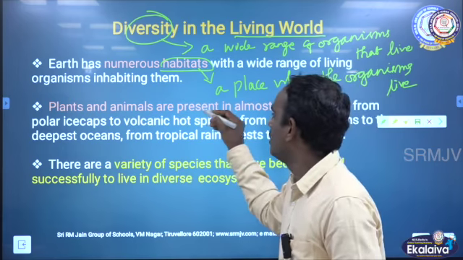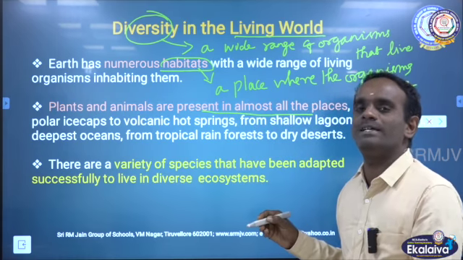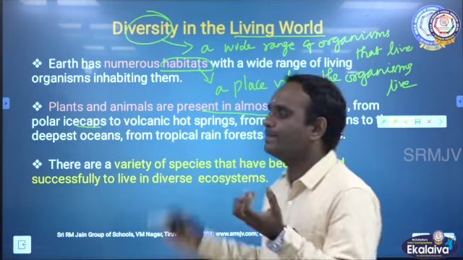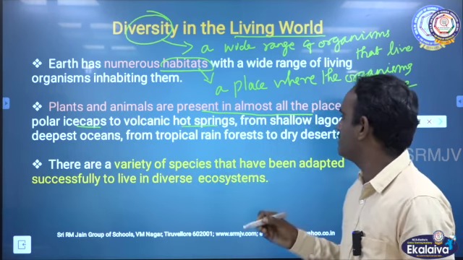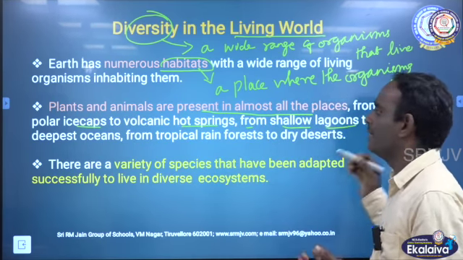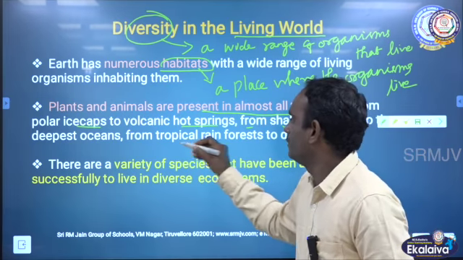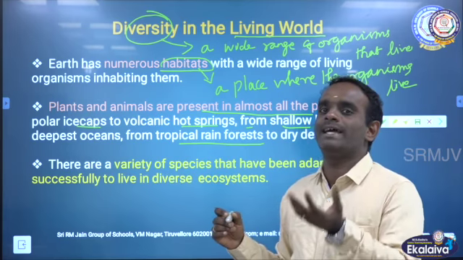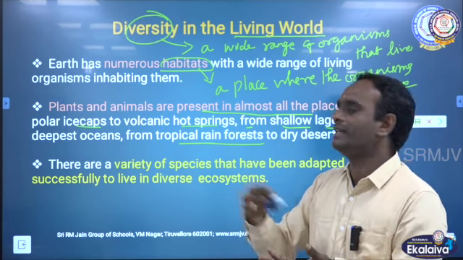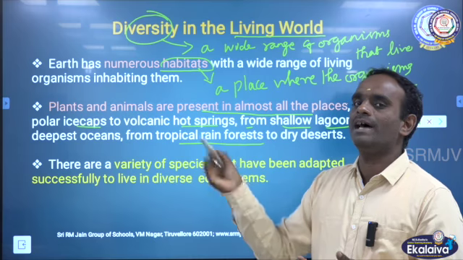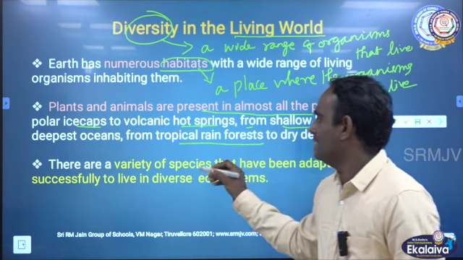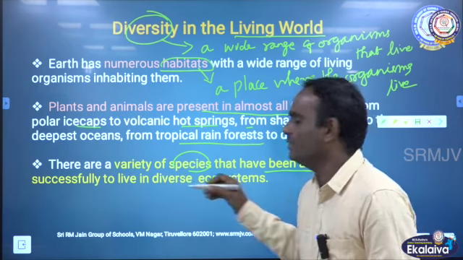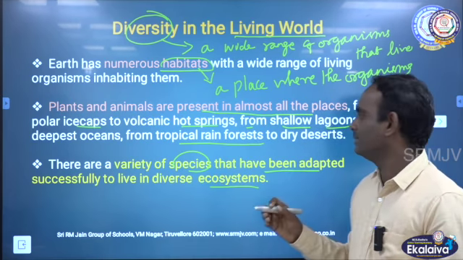Plants and animals are present in almost all the places on the earth. That includes the polar ice caps to volcanic hot springs, from shallow lagoons to the deepest oceans, from the tropical rainforest to dry desert. So, plants and animals can survive in a wide range of habitats. They are present in all the habitats. There are a variety of species that have been adapted successfully to live in diverse ecosystems.